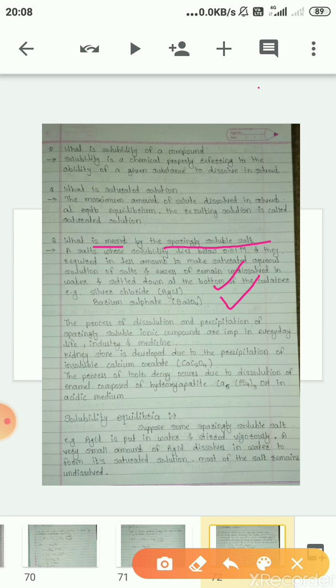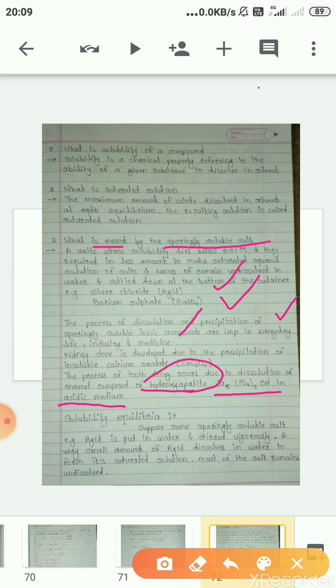Now see, the process of dissolution and precipitation of sparingly soluble ionic compounds is important in everyday life as well as in industry and medicine. For example, a kidney stone develops due to the precipitation of insoluble calcium oxalate, and the process of tooth decay occurs due to dissolution of enamel, composed of hydroxyapatite, in acidic medium.